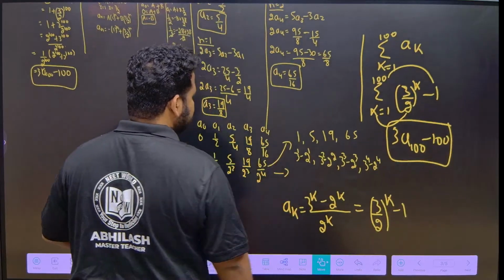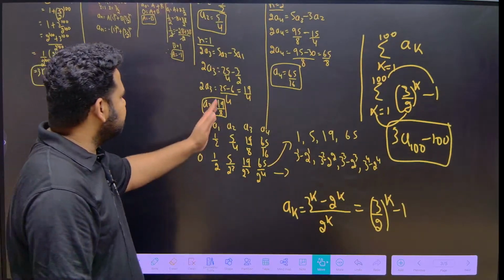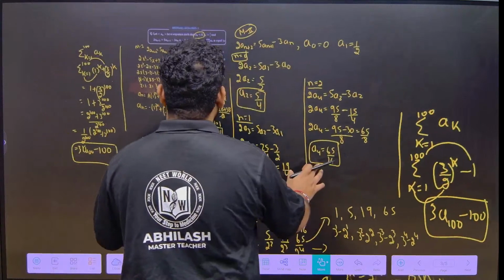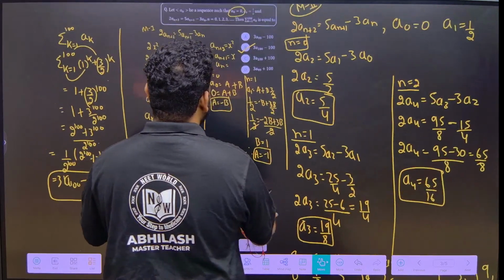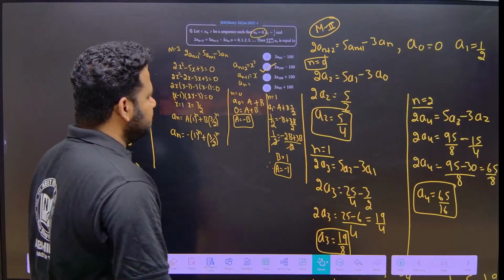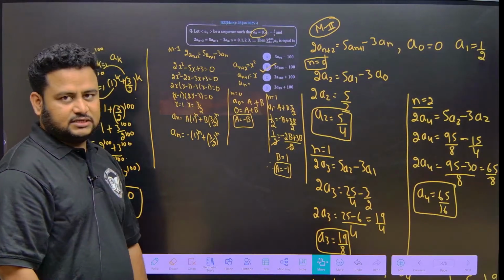You can take the screenshot if you want. Okay, this is the second method. This is how we have to solve this question. Clear? And the answer to this question is option B, 3 times a 100 minus 100. This is how you have to solve this question.